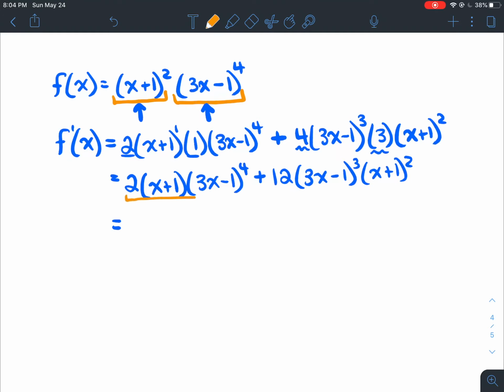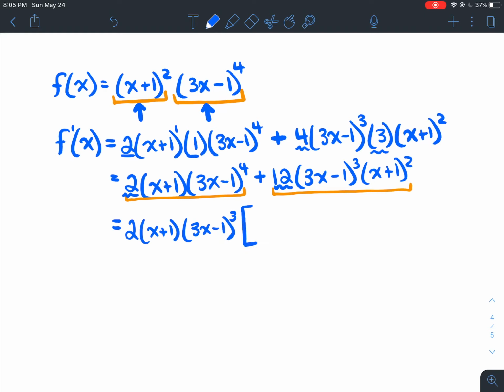Okay, so yes, we got this set of terms and this. So we're trying to find a common factor between those two. If I look at them, first I'm going to look at the 2 and the 12. Well, I know that both those terms are divisible by 2. And then I look at x, they both have an (x + 1), so I'll factor that out. They also both have a (3x − 1). And I can always factor out the least amount. So this has 3 of them. This has 4 of them. So I know I can factor out 3 of them.